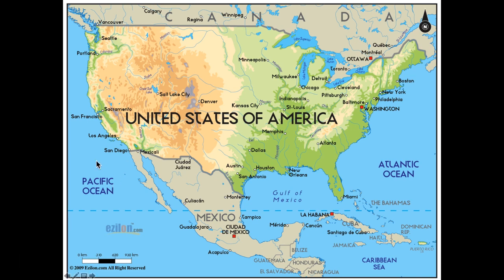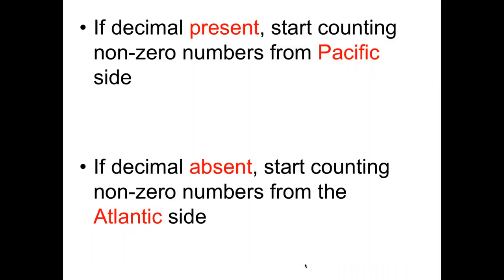One is the Pacific Ocean is to the west or to the left, and the Atlantic Ocean, when you're looking at a map with the United States pointed up north, is going to be to the east or to the right. And then the simple thing you need to do is think about that map and then answer this question. Is there a decimal point? If the decimal point's present, you start counting from non-zero numbers from the Pacific side of the number. If there's no decimal point or it's absent, you start counting from the Atlantic side of the number.